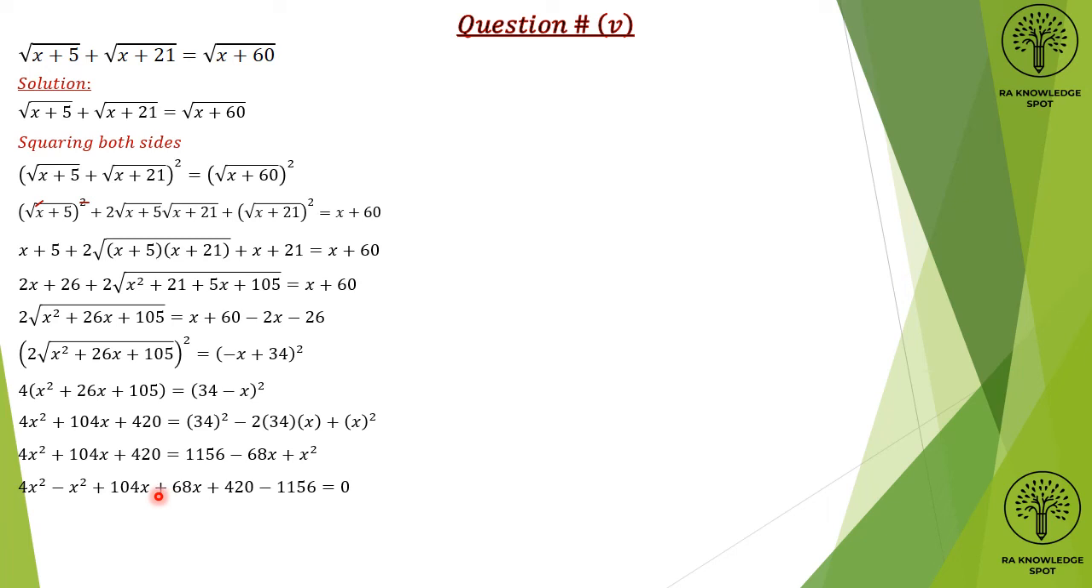In this step you're going to save one step actually, and see x together, x square is together, 420 minus 1156. Now some simplification further. This is 3x square. When you add these two terms, you will get 176, and after subtracting 736 minus 736.